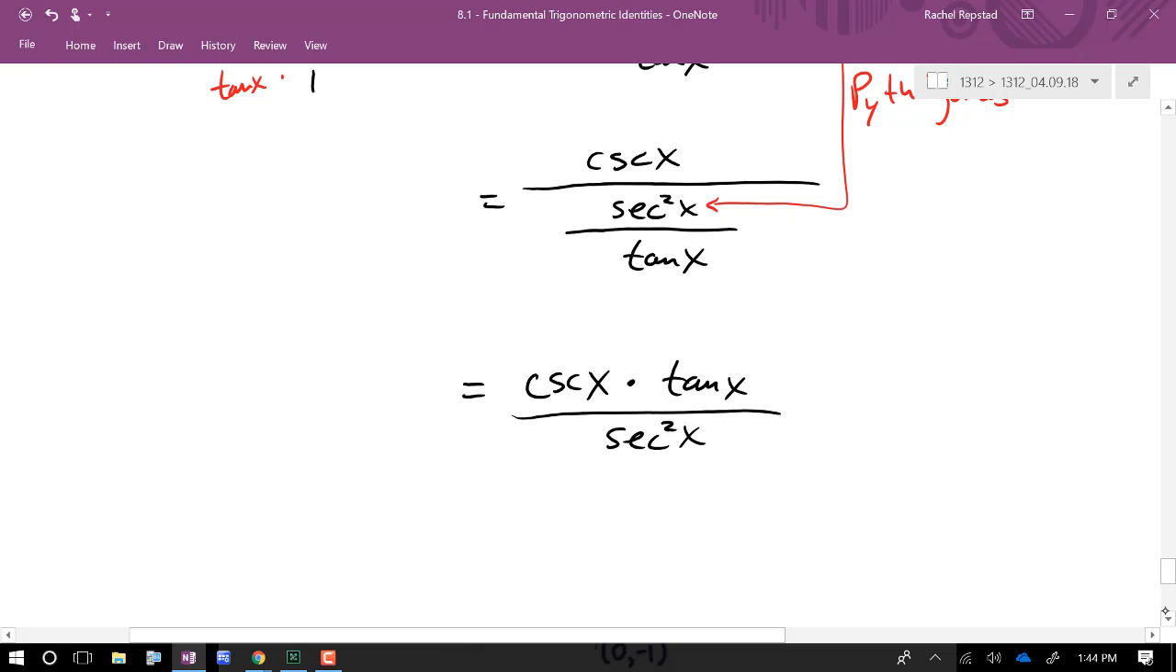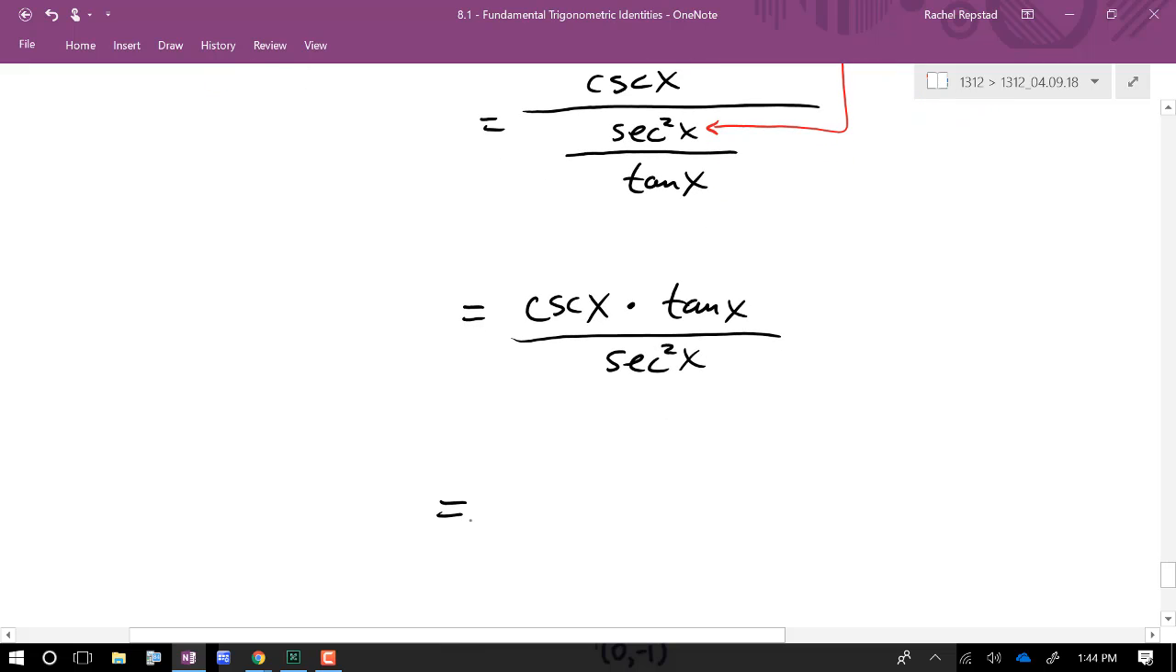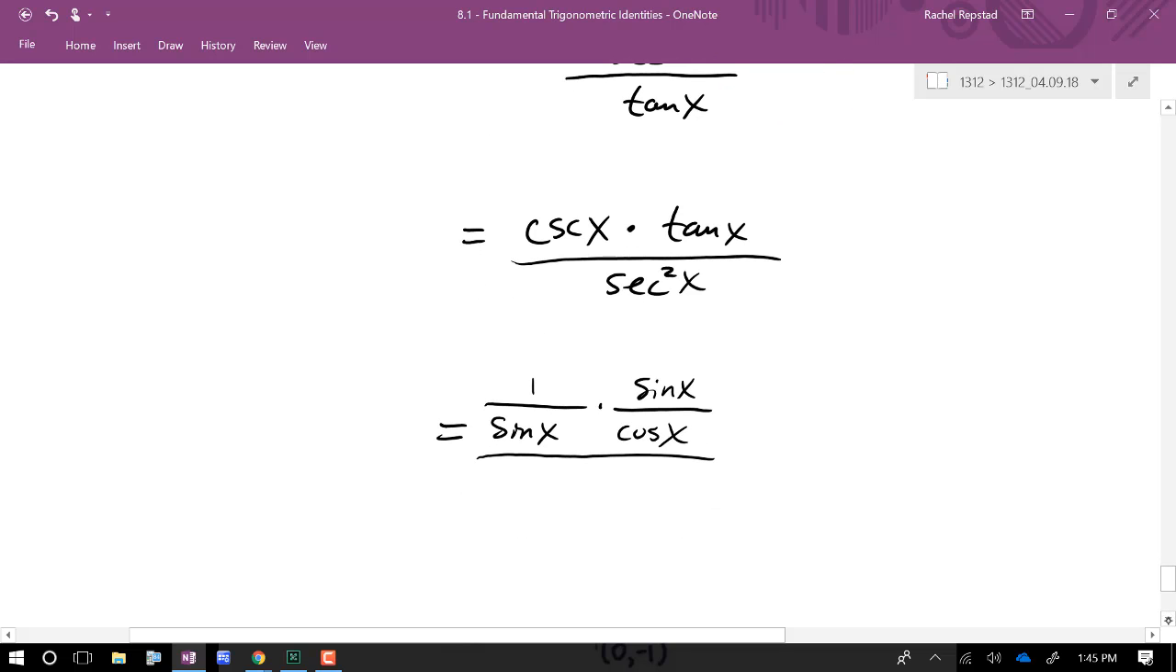So one technique that you can always fall back on, especially once we get it to just a handful of factors, with no addition or subtraction, is just convert everything to sines and cosines and then see what happens with that. So for example, cosecant, we're going to go back to having tons of fractions within fractions in a second, but we'll fix it. Cosecant is 1 over sine x. Tangent is sine over cosine x. And what is secant squared? Yeah, 1 over cosine squared.